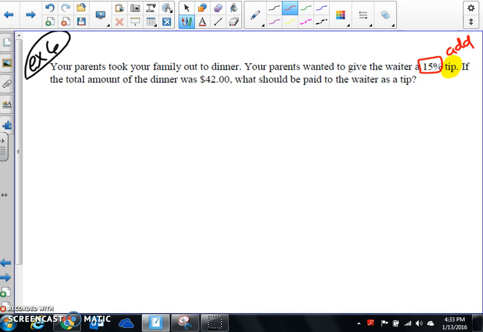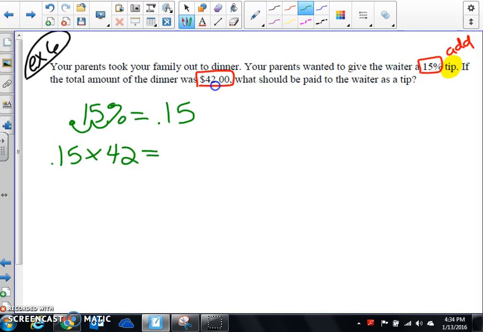All right, if the total amount of the dinner was $42, what should be paid to the waiter as a tip? All right, so we go ahead and we turn our 15% into a decimal by going to the left twice. So that's 0.15. So 0.15 times the total amount of the dinner, which was $42, gives us 6.3, which is $6.30 for the tip. Tip to waiter.